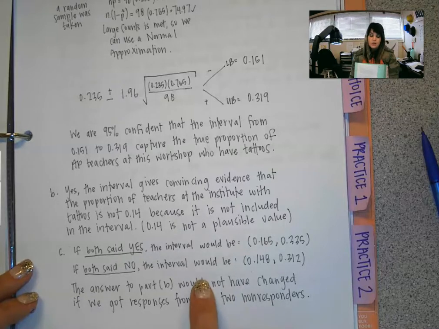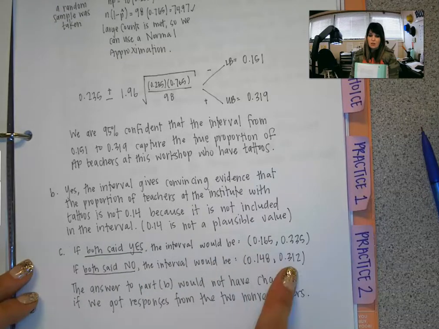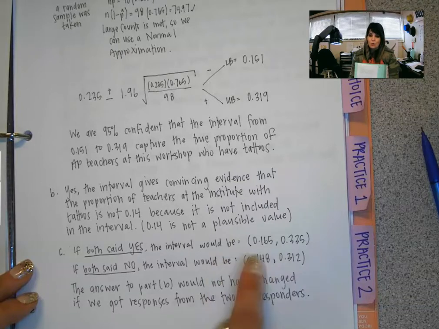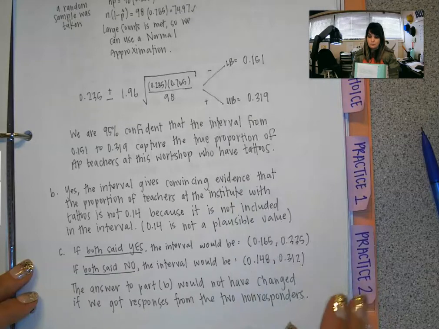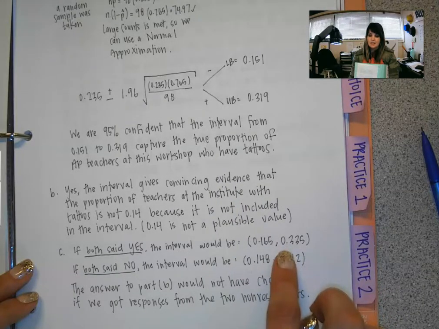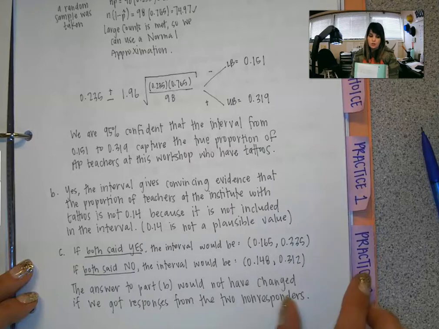So this is enough to earn me essentially correct. I'm explicitly saying if both of them said yes, this is what would happen. If both of them said no, this is what would happen. The AP graders know it's implied that 1 yes, 1 no would be in the middle. So the answer to part B would not have changed. And I probably should have written here because 0.14 is not in either interval. I do think that this is enough though. Just giving the confidence interval, I do think it's enough to give me full credit for saying our answer would not have changed.